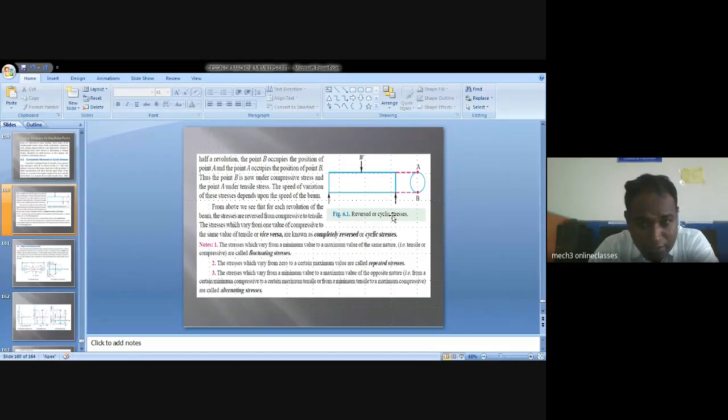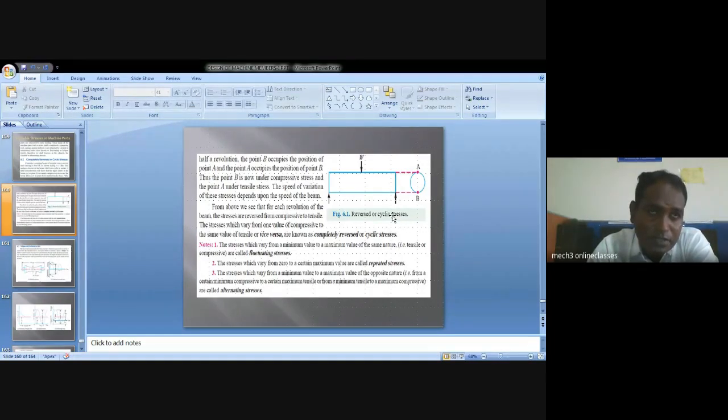This is the first case. Whenever a half revolution takes place, A comes to the downward direction and B comes to the upward direction, so the positions change with the half revolution. At that situation, the top portion is subject to compression and the bottom portion is subject to tension, which means A comes to the B position and B comes to the A position. So in half a revolution A is in tension and B is in compression. Point A is subject to tension for half a revolution and compression for the other half, and point B is likewise subject to tension for half a revolution and compression for the other half.